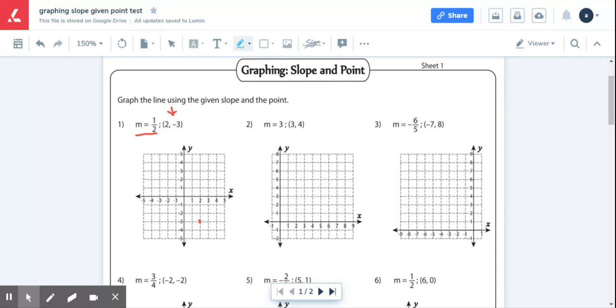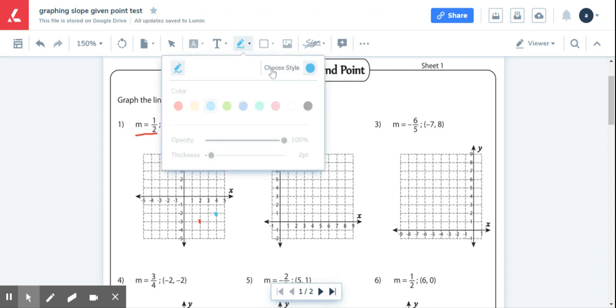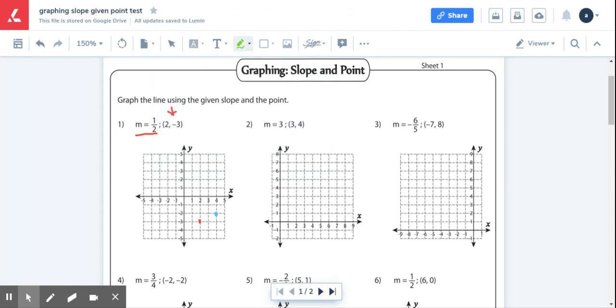So think about it like directions to a house. If this is your house and your friend's house is 1 block up and 2 blocks over, you start at your house, you're going to go up 1 block and over 2 blocks. That means your friend's house is right there. Now you have 2 points. You can go ahead and graph it. Let's change the color for that. 2 points. And we can graph. Of course, your line's going to be straighter.